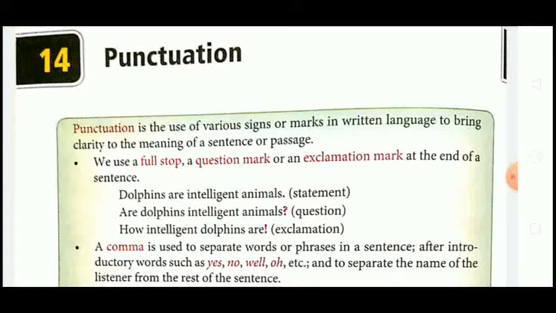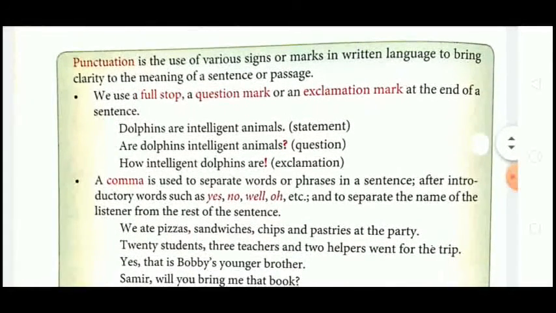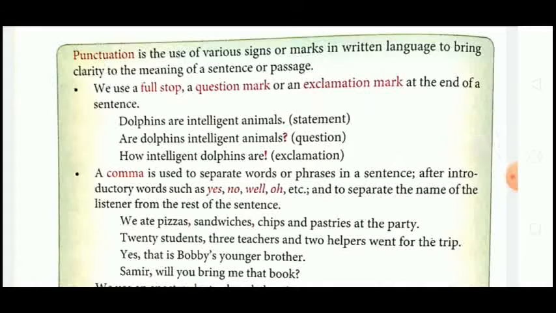We use a full stop, a question mark or an exclamatory mark at the end of a sentence. First, we are going to see the punctuation marks which we use at the end of the sentence. At the end of a sentence we use three punctuation marks. They are full stop, question mark and exclamation mark. Examples are given here. By the examples we will see.